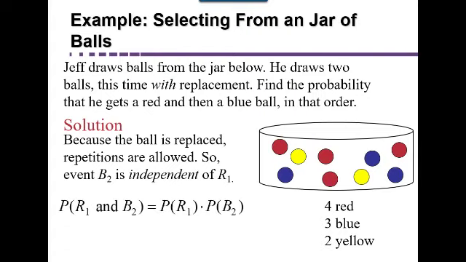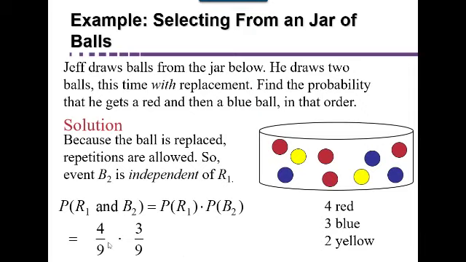So whenever you see with replacement, you know these are independent events and you won't have to worry about the probability of one given that the other has occurred. You can just multiply each probability. So again, we have 4 red, 3 blue, 2 yellow. The probability of red on the first draw and blue on the second draw is just the probability of drawing a red on the first draw and the probability of drawing a blue. You don't have to say given that red has occurred. You could, but it's not going to affect anything.